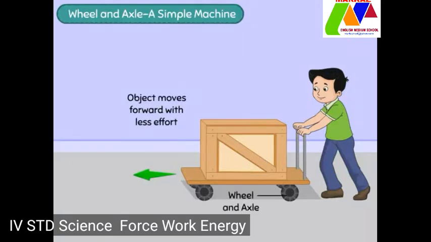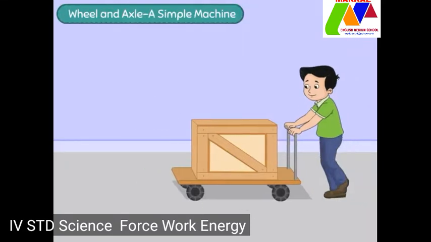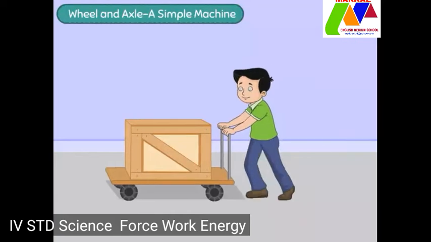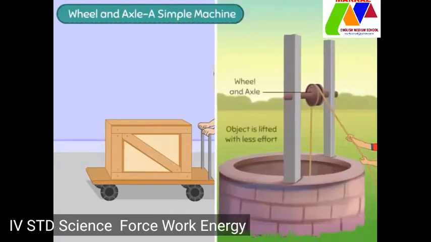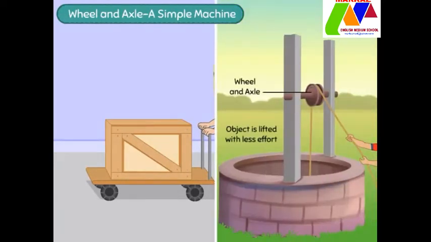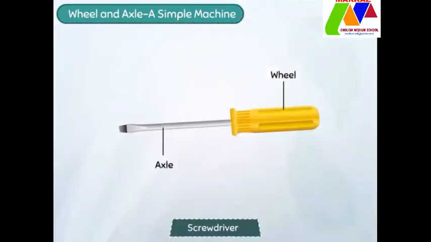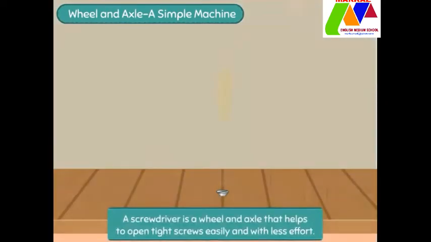Thus, a wheel and axle help to move heavy objects on the ground with less effort. And it also helps to lift heavy objects with little effort. A screwdriver is an example of a wheel and axle. When the round wheel-like handle of a screwdriver is rotated, the metal axle in front starts to rotate, and this arrangement can be used to open even a tightly fixed screw.